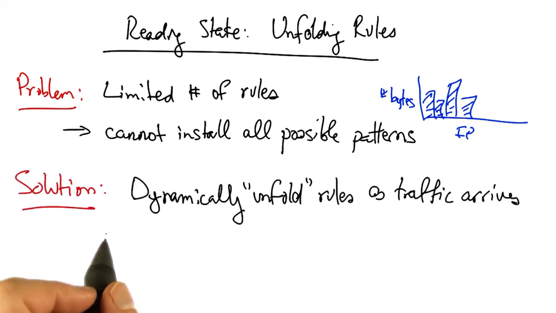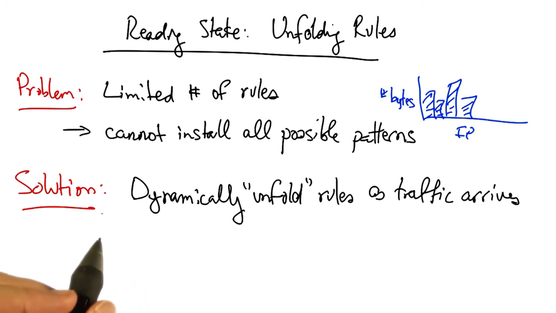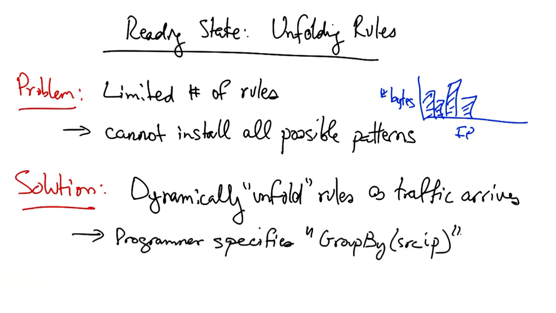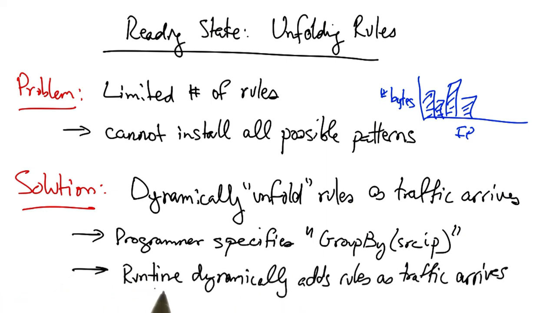The solution is to have the runtime system dynamically unfold rules as traffic arrives. A programmer would specify something like a group by source IP address, and the runtime system would dynamically add OpenFlow rules to the switch as traffic arrives, thereby guaranteeing that there are only rules in the switch that correspond to active traffic.